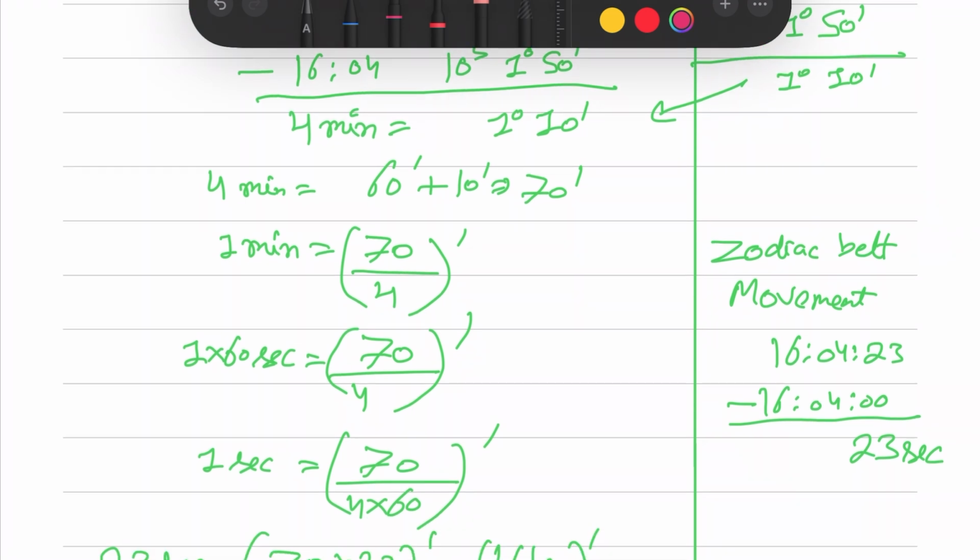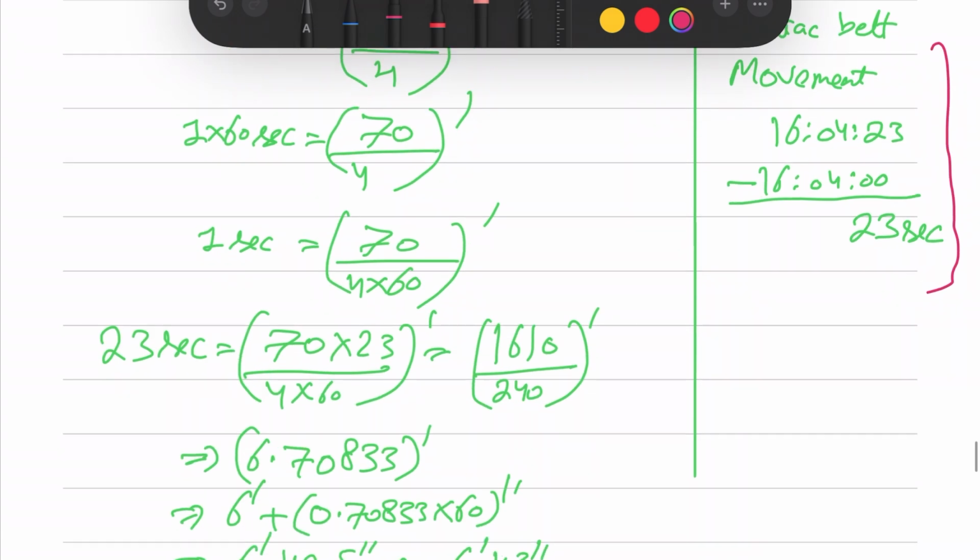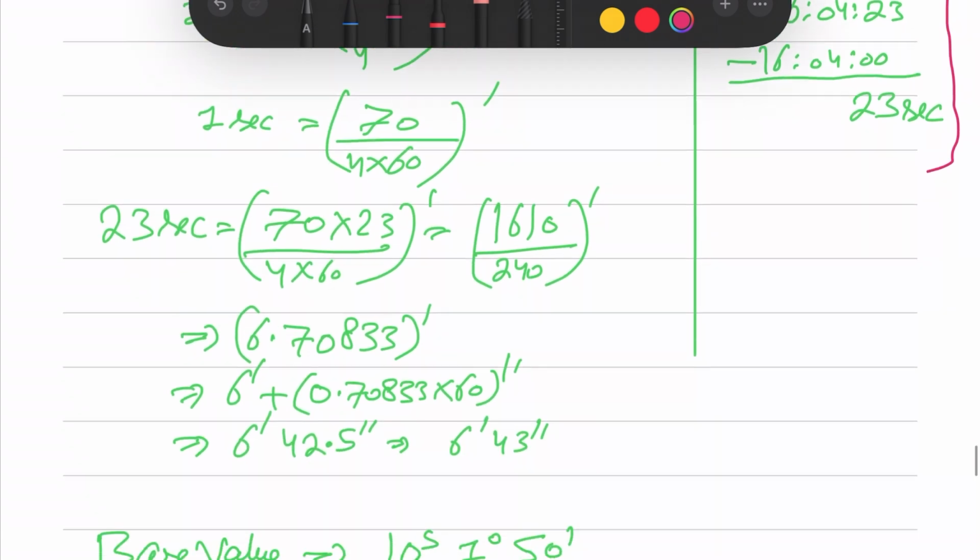For 1 second it is 70 by 4 into 60, and the zodiac belt movement is the sidereal time at epoch minus the base value, which is 23 seconds. So we calculate it for 23 seconds. So it is 6.70833. We convert the lower point values into the lower unit by multiplying by 60. So we get 6 arc minute and 42.5 arc second.